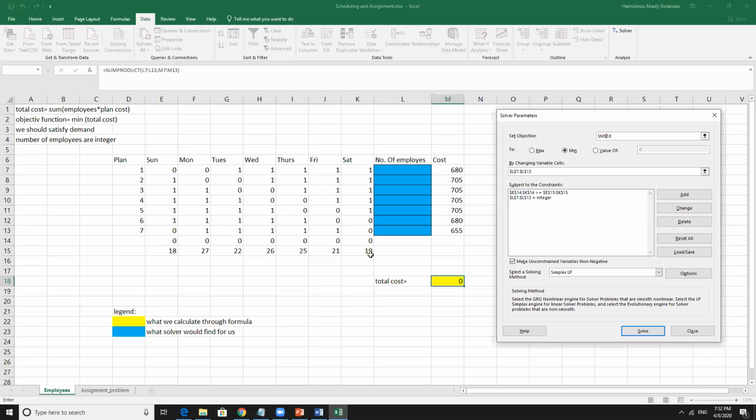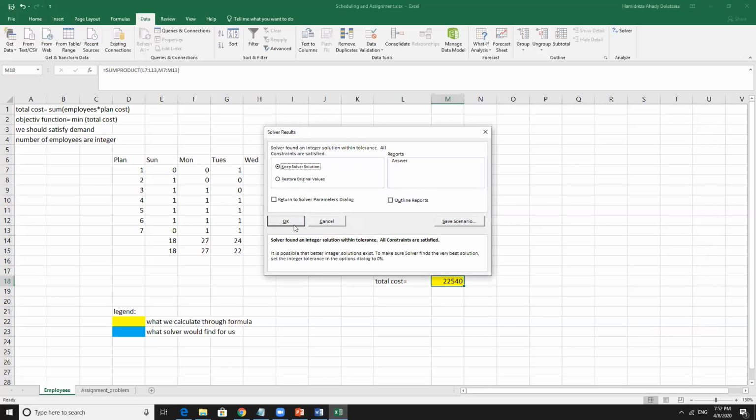The second constraint is just saying that the values that you find for the number of employees should be integer. It doesn't mean that we have 2.3 people. So all of them are integer. If it didn't specify any other constraint, we assume that they are non-negative. And also in the last option, we choose to use Simplex LP, or linear programming, to solve the problem. So I click on solve. Okay.